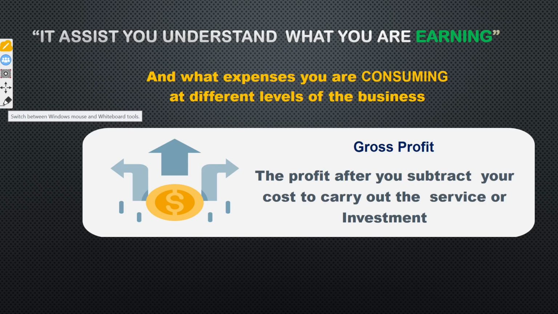Here we also calculate gross profit after subtracting the cost to carry out the service or investment. This is basically a trading account that you can say. But now we don't prepare trading account and P&L separately. In traditional accounting methods, we used to prepare a trading book to record the purchase and sales transactions, and their difference would be the gross profit or loss. But nowadays we don't prepare it.